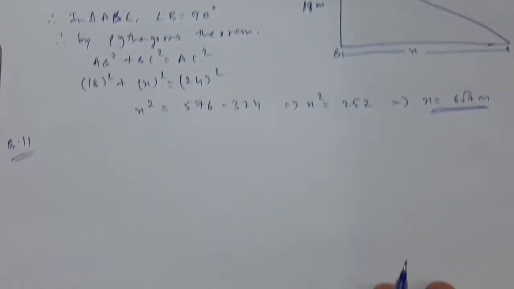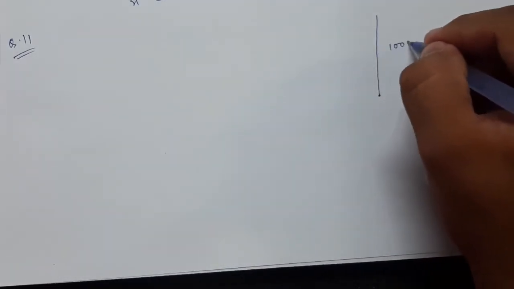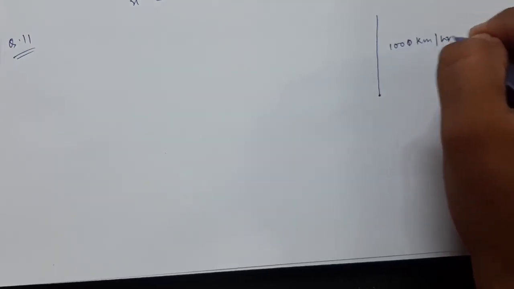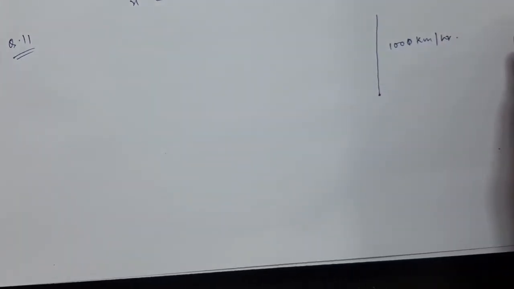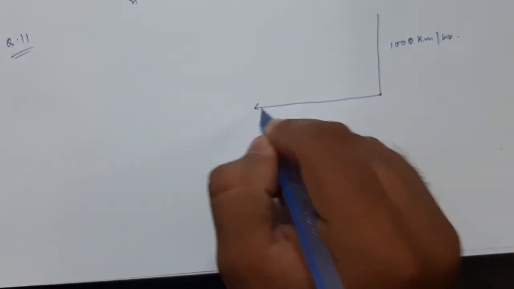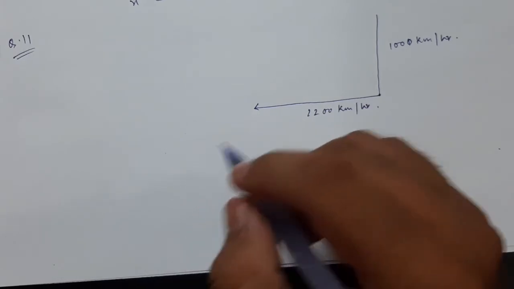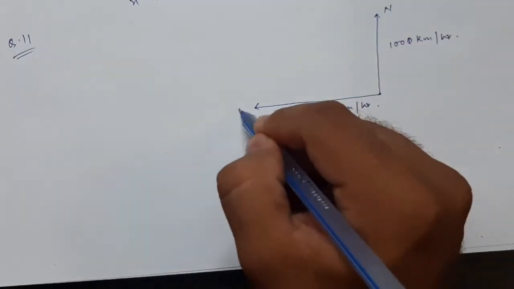Question number 11 now, students. In question number 11, we have been given that an aeroplane leaves an airport, flies north at a speed of 1000 km per hour. Say the airport is here and it moves towards the north, the speed of 1000 km per hour. At the same time, another plane flies due west with the speed of 1200 km per hour. Another aeroplane moves towards the west. This is north, so this is west.